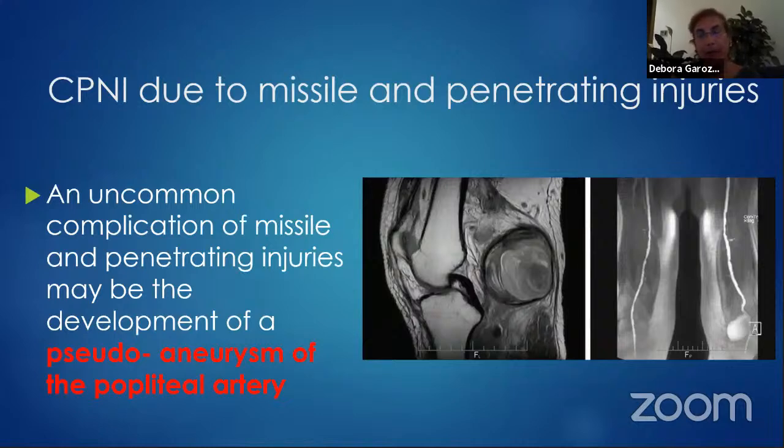Before, when I presented the slide about the causative mechanism, I also mentioned penetrating injuries and gunshot injuries. And in addition to the direct damage related to this kind of etiology, I'd like also to emphasize the possibility of an uncommon complication that is related to the development of a pseudoaneurysm of the popliteal artery that will be clinically manifest as a pulsatile growing mass in the popliteal fossa and a progressive deficit of the nerve.